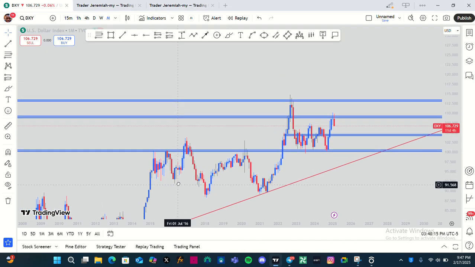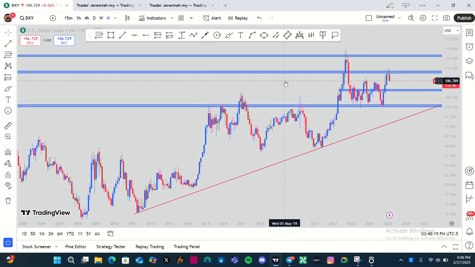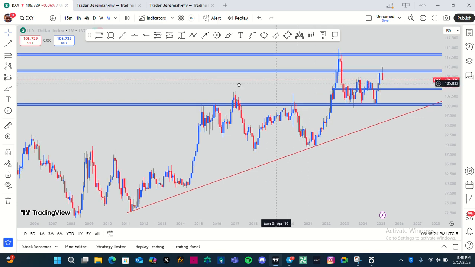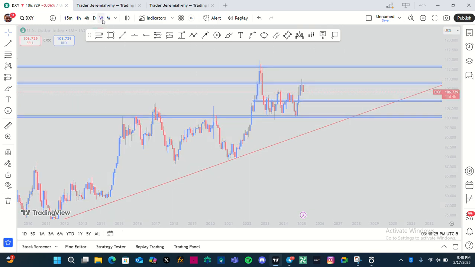On the monthly time frame, the market is trending to the upside, and I've already mapped out my key levels, as you can see. So what I'm saying is that you can use Fibonacci to find your key levels, and that's what I'm going to be doing right now.